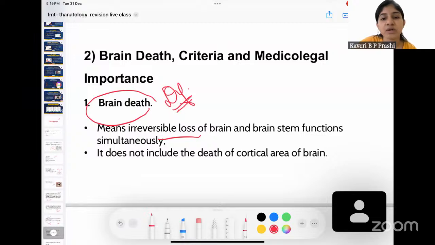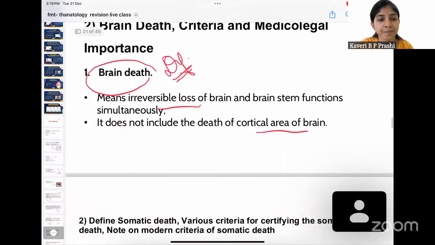It does not include the death of the cortical area. What is the cortical area? The various cortex, the lobes, all these deaths are not included. Okay.